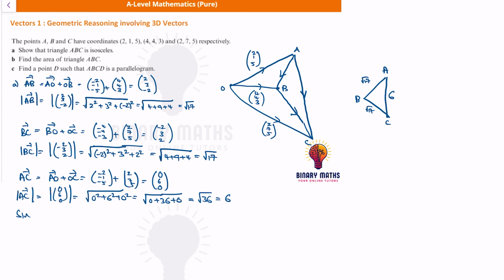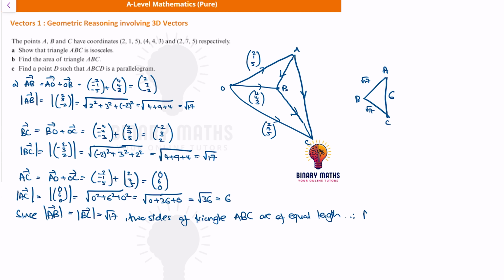So since the magnitude of A to B is equal to the magnitude of B to C, which is equal to root 17, therefore two sides of triangle ABC are of equal length. Therefore, ABC is isosceles.